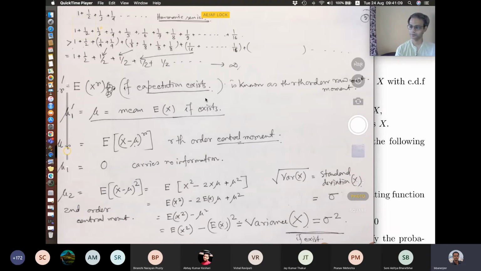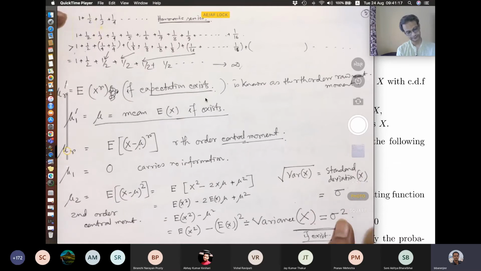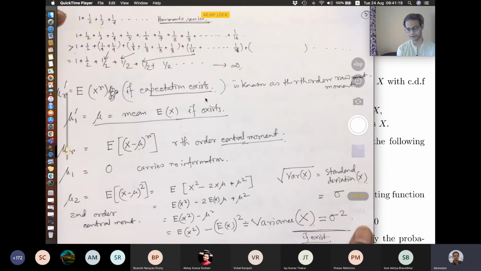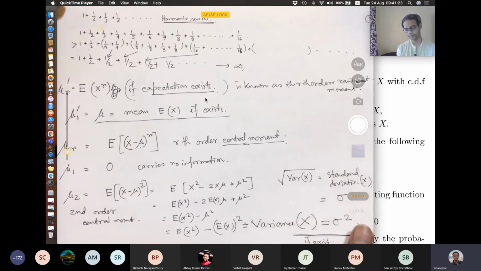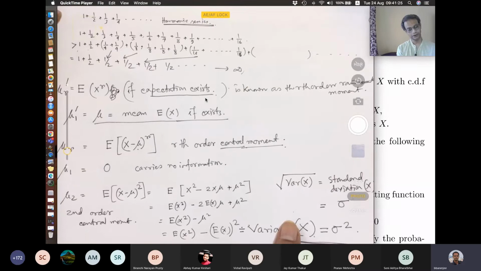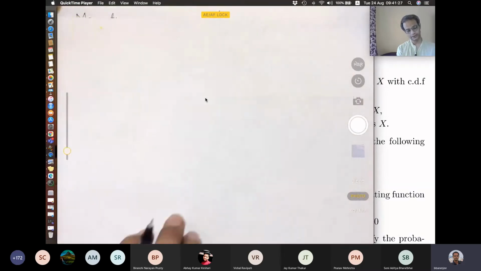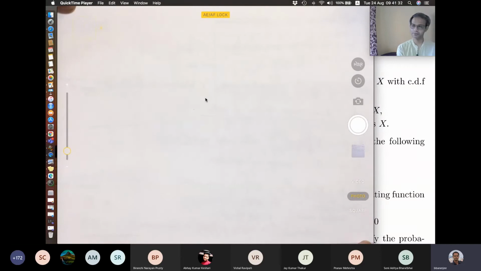So let me go for the interpretation of this thing, mean and variance. Another interpretation, a data-driven interpretation. So suppose I ask any one of you how much marks you have got in 10 plus 2 level. What will be your answer?